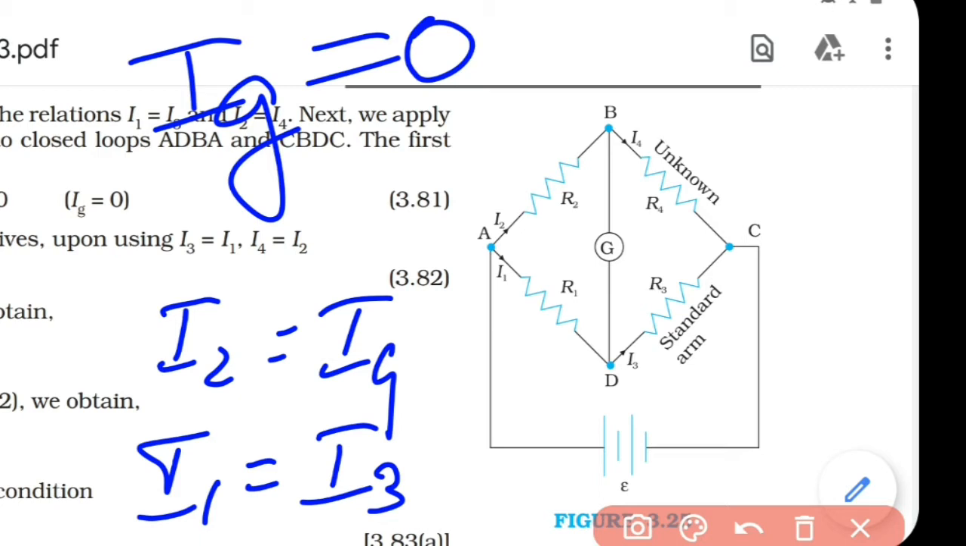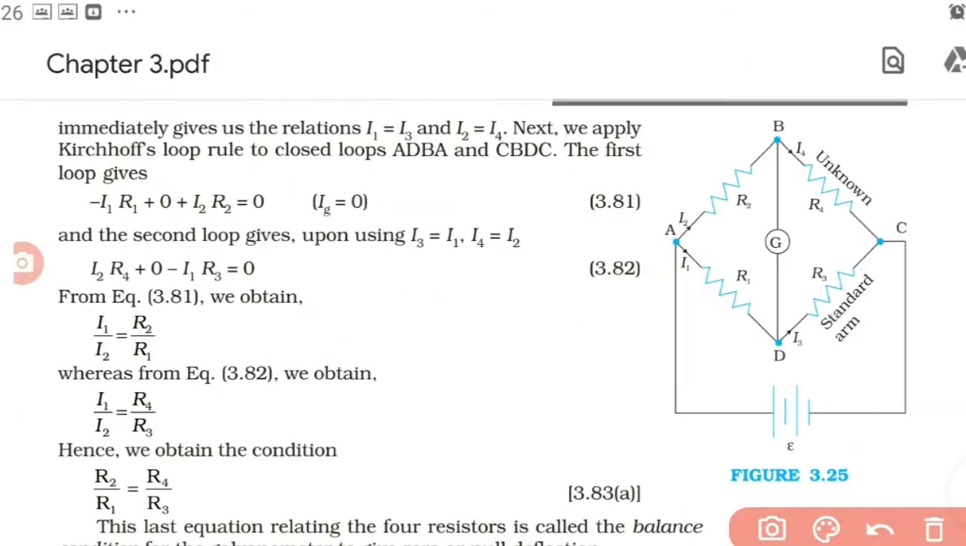Now using this we are writing the Kirchhoff's law equations for the loops, and we will obtain the balancing condition in terms of R1, R2 and R3. Now we will apply Kirchhoff's voltage rule to ADBA and CBDC. For this loop and for this loop we will apply KVL. That's what we are going to do. Okay, so first let us take ADBA.